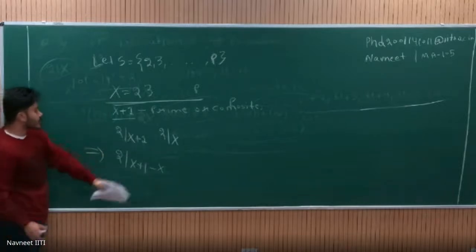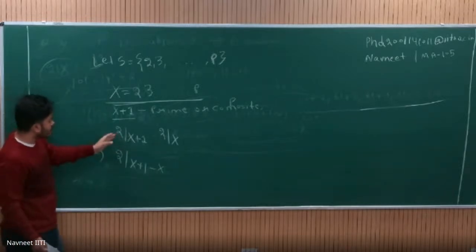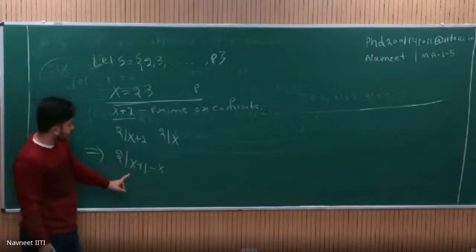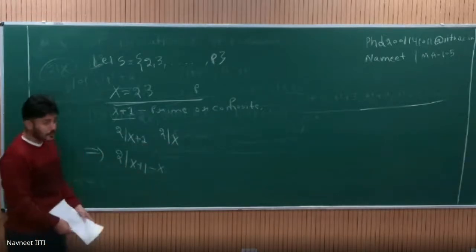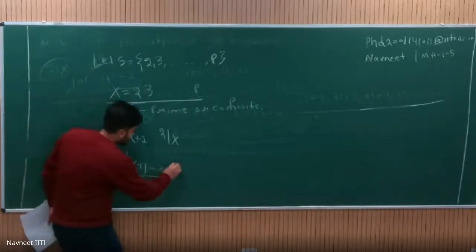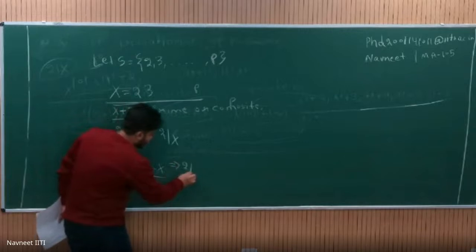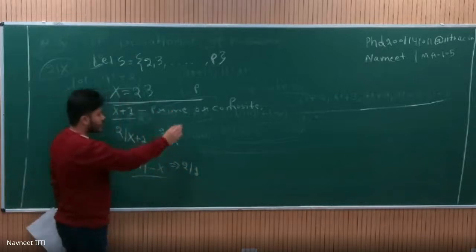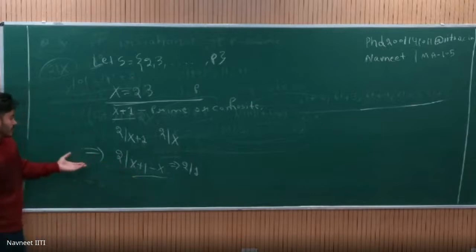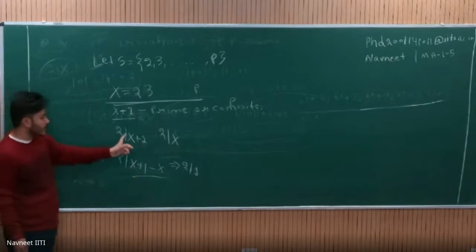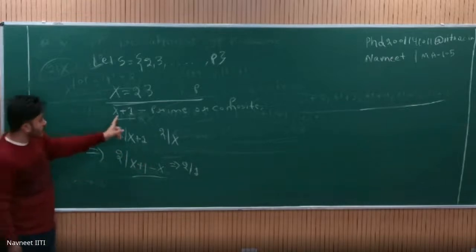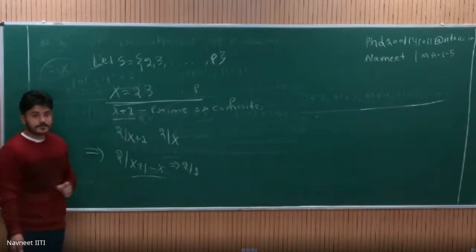I am using here a property that if any number divides two different numbers, then definitely it is going to divide their difference also. And what is their difference? x plus 1 minus x. This will imply 2 divides 1, which is a contradiction because 2 does not divide 1. That means 2 cannot divide x plus 1. Is it clear or not? 2 cannot divide x plus 1.